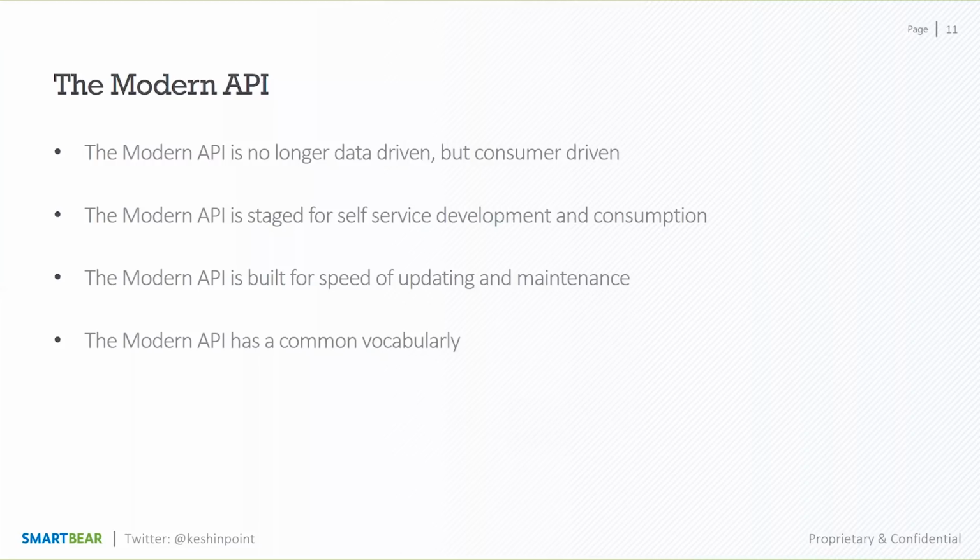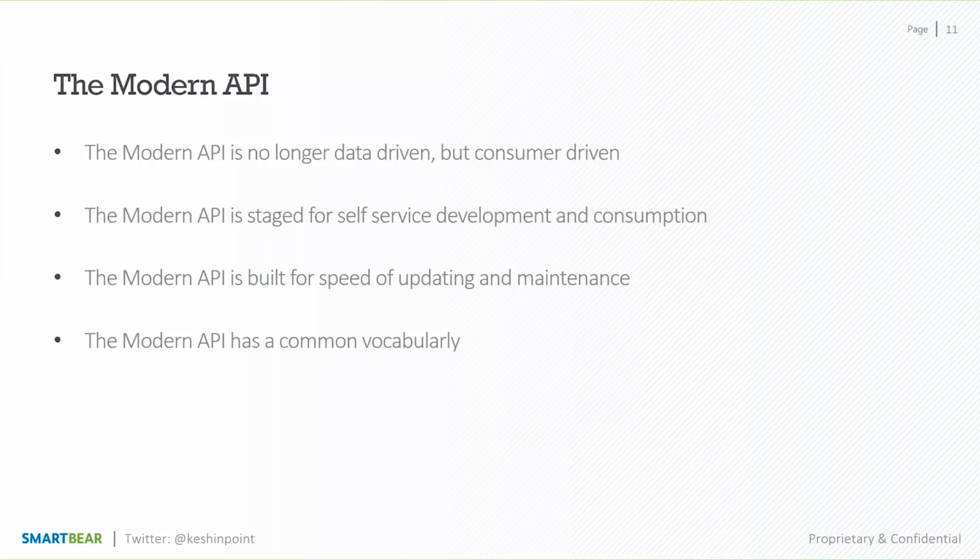The modern API is also staged for self-service development and consumption. So in an ideal world, you should hand over the API to someone, and they should be in enough position to just look at the API and reach success with that API. The modern API is also built to enable speed of updating and maintaining not just your own internal applications, but also allowing third-party services to consume it.